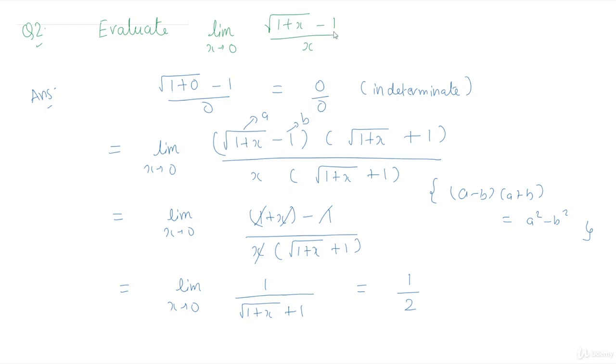Had this thing been in the denominator also, we still would have done the same thing. So this was the example when we had to multiply with the conjugate in order to make our example computable for limits.